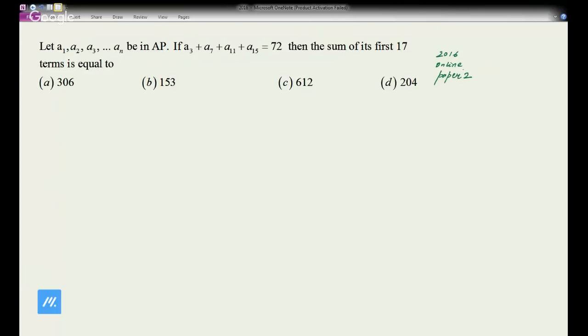Let's just quickly solve this. This is a very easy problem. People are saying the app is not working. Don't worry, the app will start working.